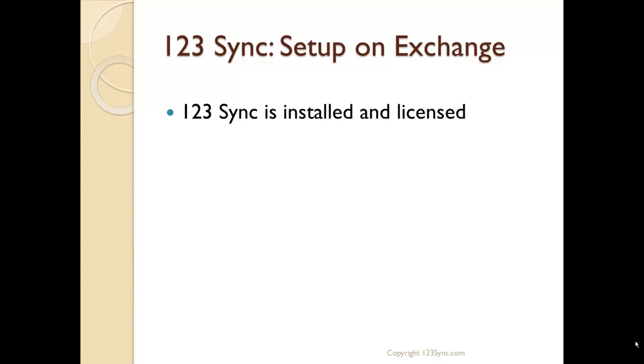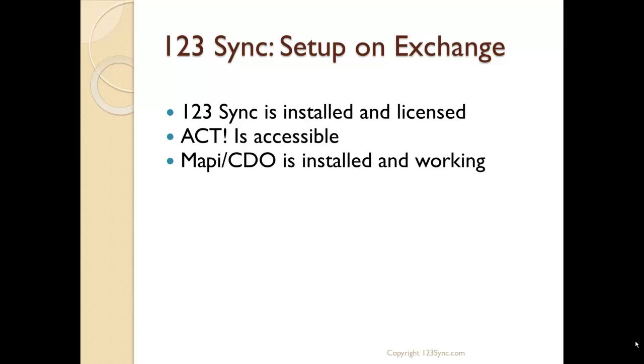123Sync must be installed and licensed. The ACT has to be accessible from 123Sync. That means that the ACT client has already been installed. MAPI CDO is installed and working, so you have already installed it and made sure that it's working according to the video tutorials we have.